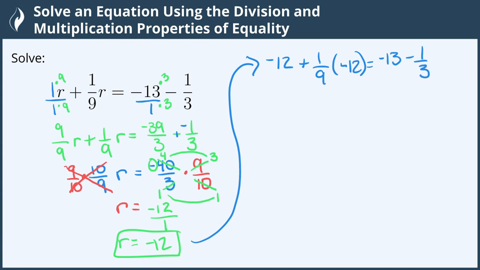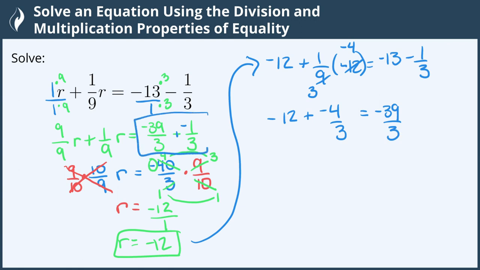9 and 12 are both divisible by 3, so we can simplify this fraction. 9 divided by 3 is 3, and 12 divided by 3, or negative 12 divided by 3, is negative 4. So we end up with negative 12 plus negative 4/3 equals, and let's go ahead and change our negative 13 to negative 39/3, just like we did when we were solving, and add negative 1/3, since we've already done that step.